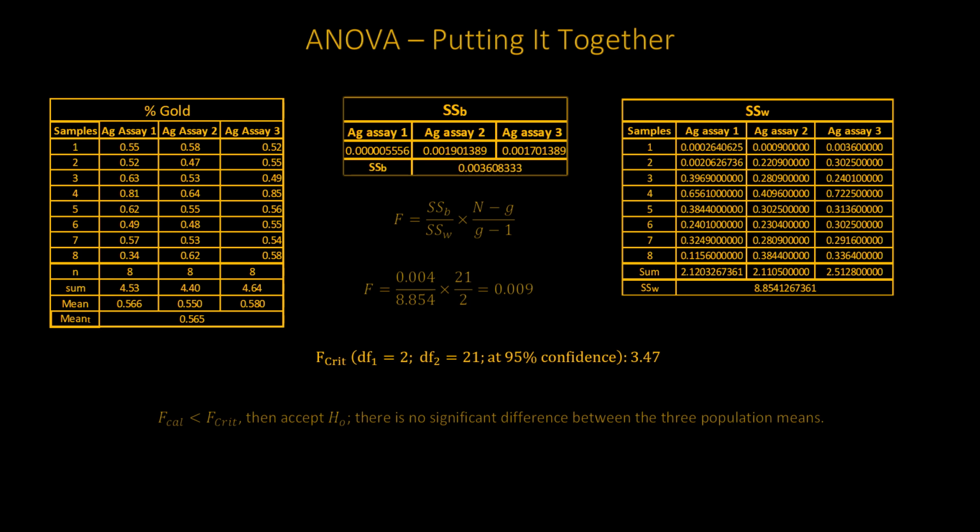Now, we need the F table. And using the F table, with DF1 equaling 2, and the other DF2 equaling 21, with the 95% confidence level from the table, it is 3.47. Since the F calculated value is less than the critical value of 3.47, with 95% confidence, there is no significant difference between the 3 populations, and the 3 sample sets may actually be from the same population. So let's take a look at the F table.